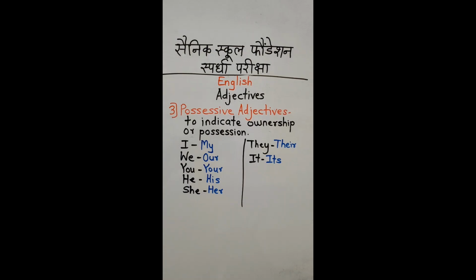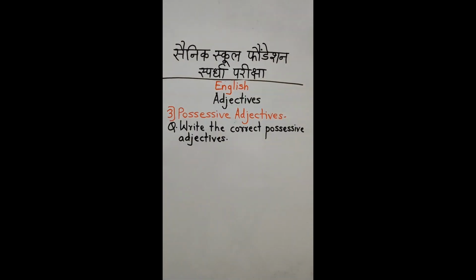That means for the pronoun I, we will use the possessive adjective my; for the pronoun we, the possessive adjective our; and for you, your; he, his; she, her; they, their; it, its. So in this way we can use possessive adjectives for the given pronoun in a sentence. Let us see examples of it. Now suppose the question is given: write the correct possessive adjectives.